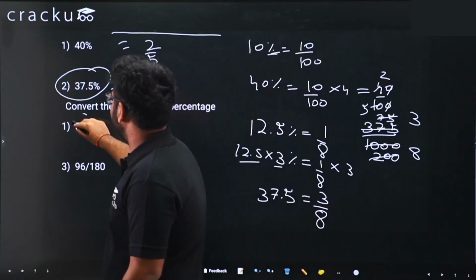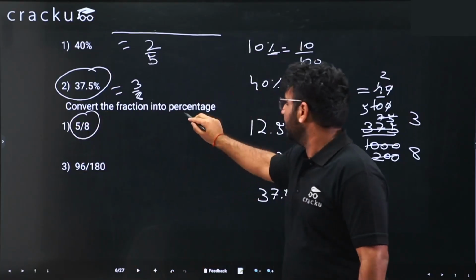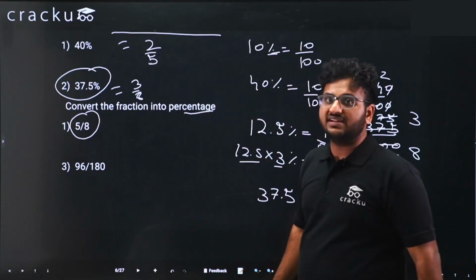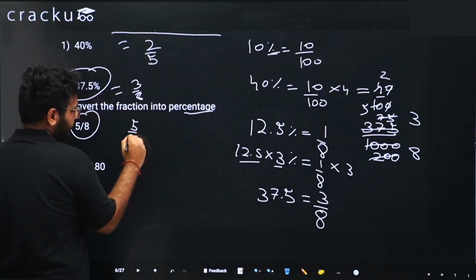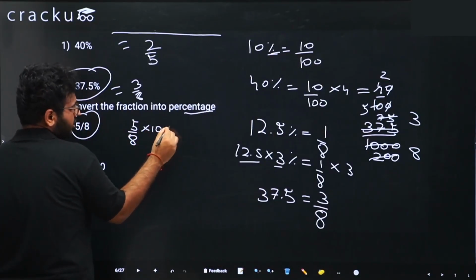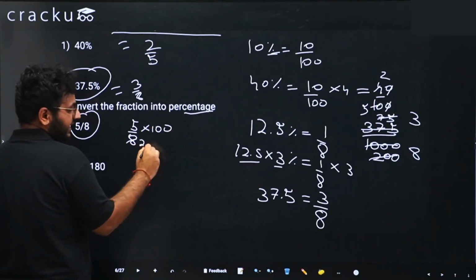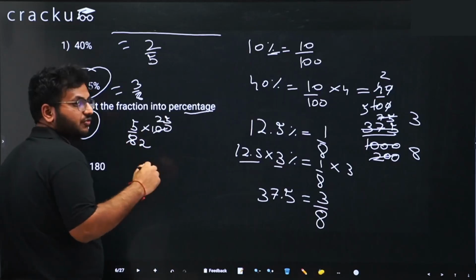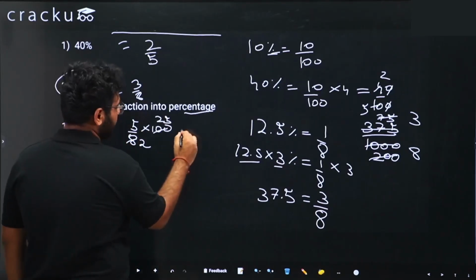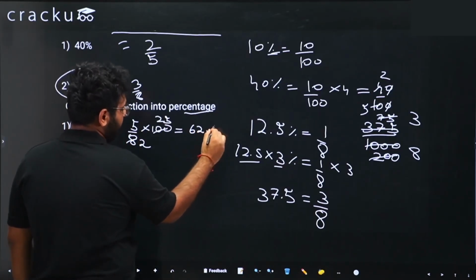So see, similarly 5 by 8 is asked. We need to convert it into percentage. So the two methods are what? Either we do 5 by 8 into 100. So which is equal to what? 4 2s are 8, 4 25s are 100. So which is equal to 25 into 5, 125 divided by 2, which is equal to 62.5.